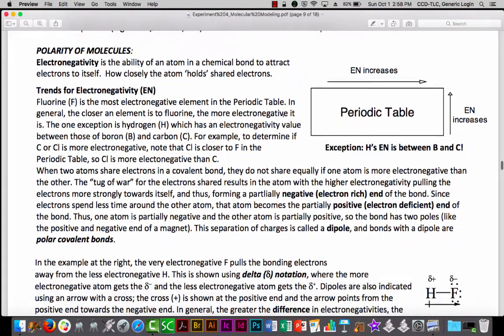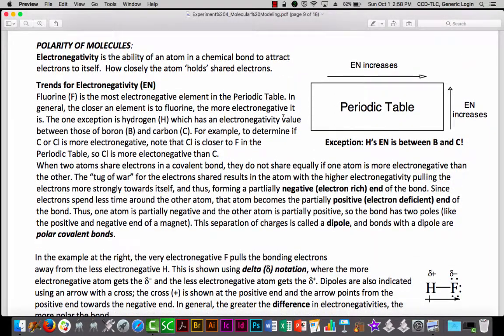Let's talk about polarity of molecules. Electronegativity is the ability of an atom in a chemical bond to attract electrons to itself, or how closely the atom holds shared electrons. So here's the general trend for electronegativity. It increases as we go up the periodic table and over. The one exception is hydrogen's electronegativity is between boron and carbon.